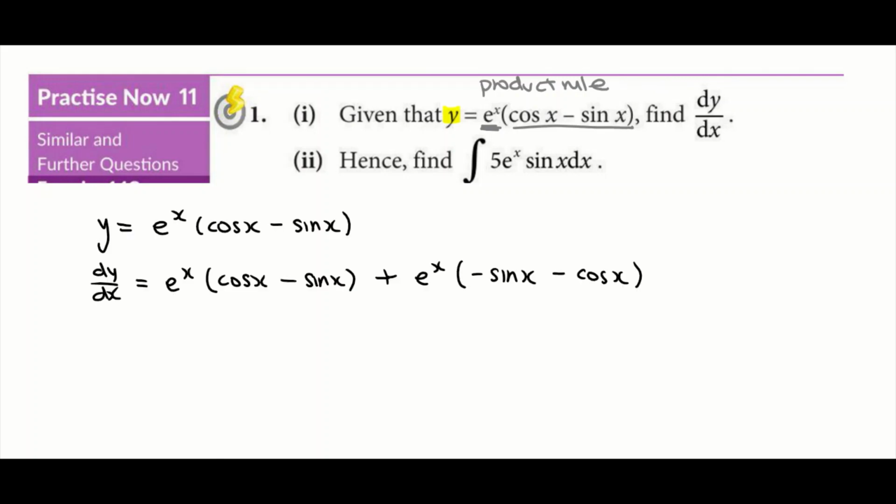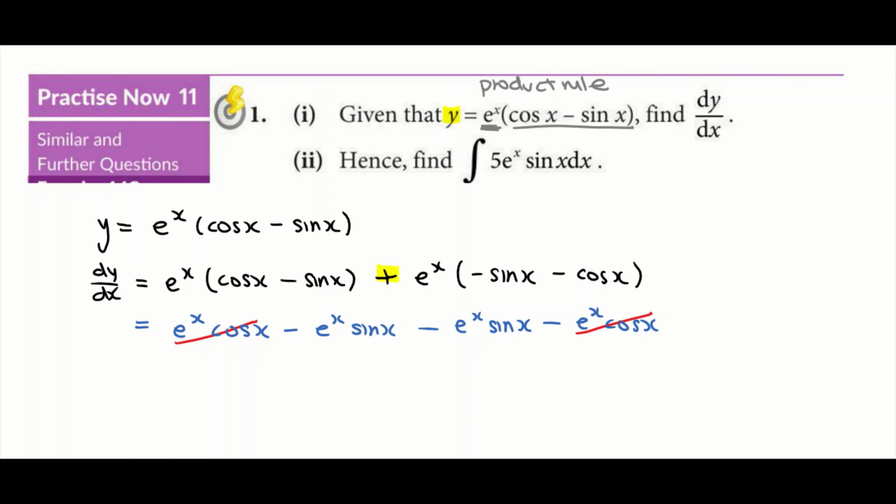Product rule is differentiate the first, keep the second, plus differentiate the second, keep the first. When you do this, some of you will realize I can cancel out some terms. If you can't see it, let's expand further. After expansion, I realize I can cancel out two terms. Cosine x, they cancel each other out.